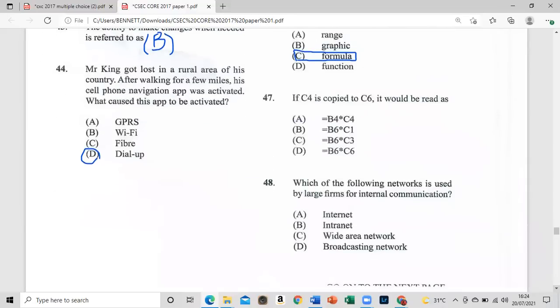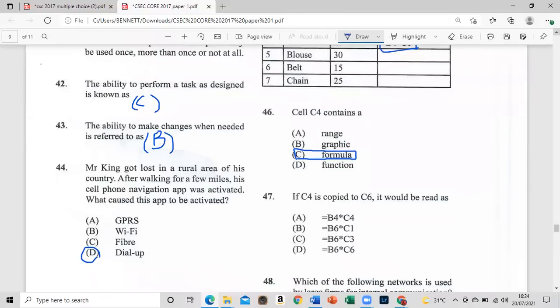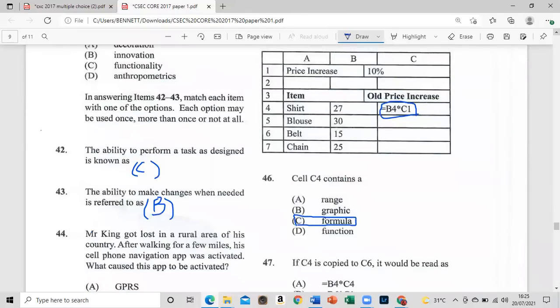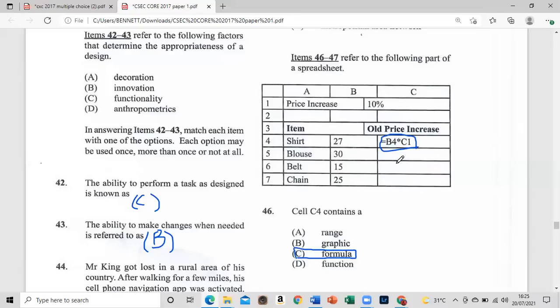If C4 is copied to C6, it would be read as. All right. So we'll see where I'm going. We'll get a visual. Excuse me, boss. You have a fixed mission. All right. So C6. So it's right here. So we're going to move it here. So that'll be this. That'll be this minus. Oh, times. Hold on.